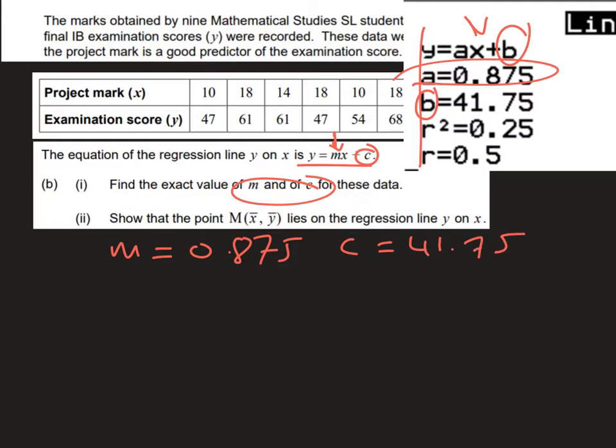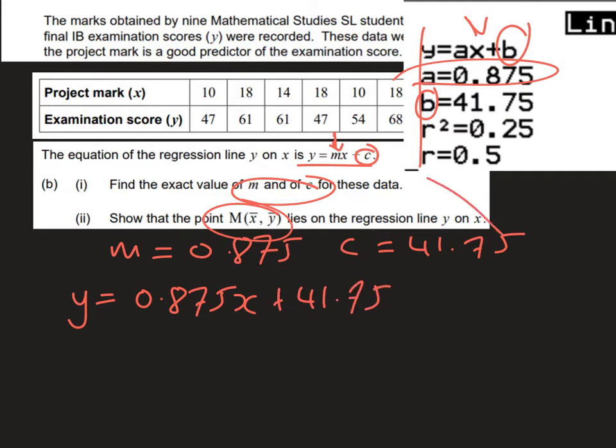41.75. In part 2, we're asked to show that the midpoint M, x bar, y bar, lies on the regression line y on x. So the easiest way to do this is to take our value of x, which we said was 14, and substitute it into the line of regression. So we've now got y equals 0.875x plus 41.75. That's just substituting these 2 values into the equation.